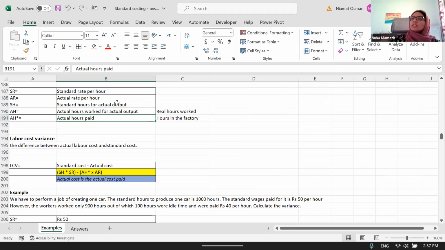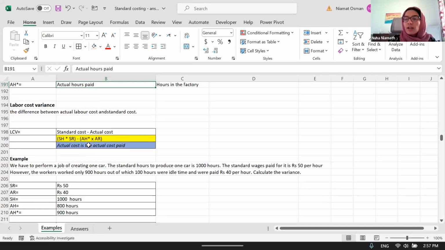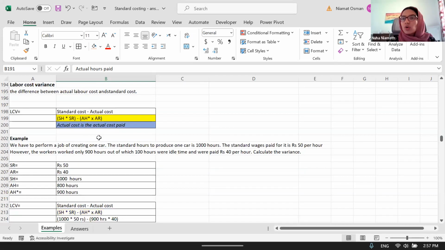Whenever money is being paid, you are talking about a cost, so we will use actual hours paid, because that is what is paid, right? You will not go and see how much time you're sitting idle. You have paid for the entire 8 hours you were in the factory. So this labor cost variance we will calculate at actual hours paid, not worked. Here we do not consider the idle time. Idle time will be separately considered in the idle time variance.